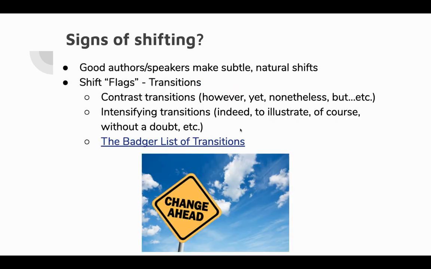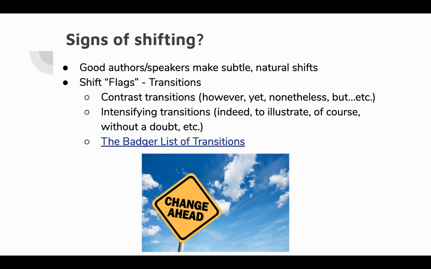Okay, so signs of shifting. When you're reading an article, good authors and speakers make subtle, natural shifts. So sometimes a shift is really hard to find, because you don't want to know when you're being manipulated. Because I am a good reader of rhetoric, I can usually tell when I'm being manipulated. If someone is flattering me, I know that it's going to lead into them asking me to do something I don't want to do, right? It happens all the time here at school.